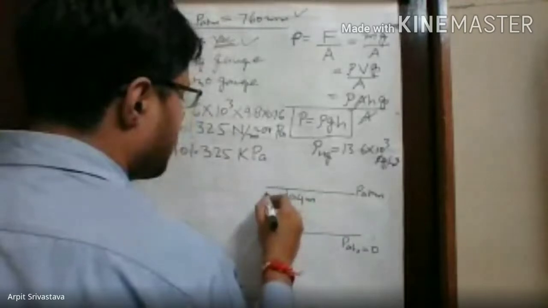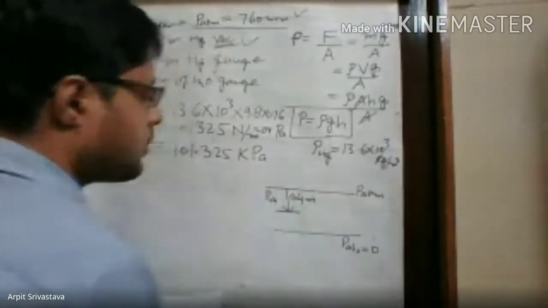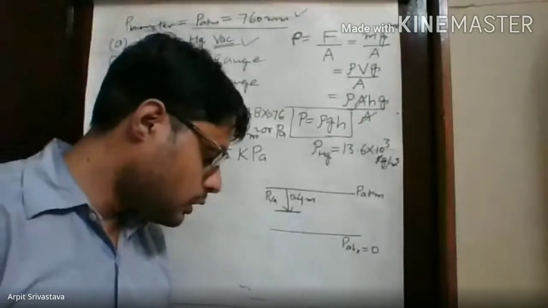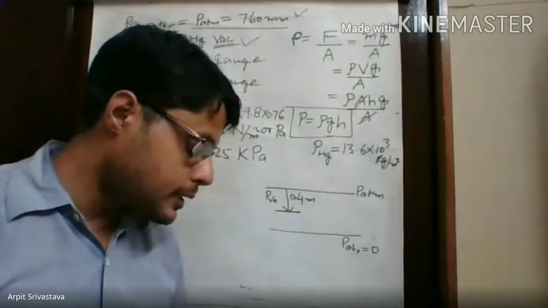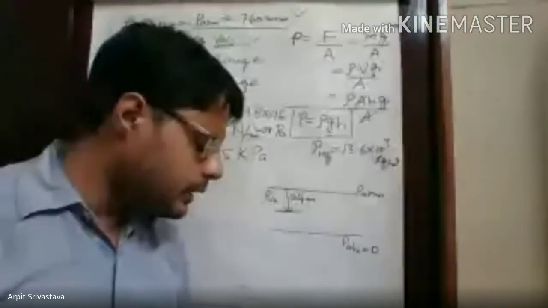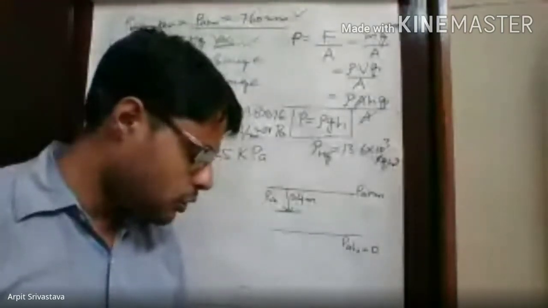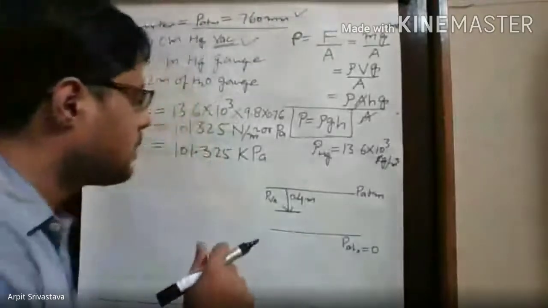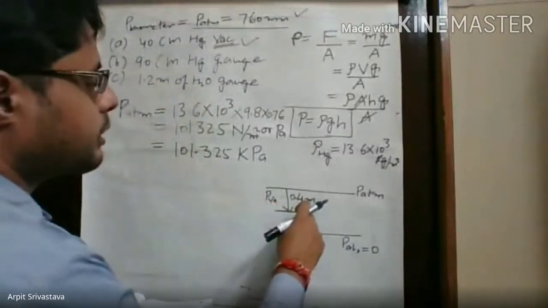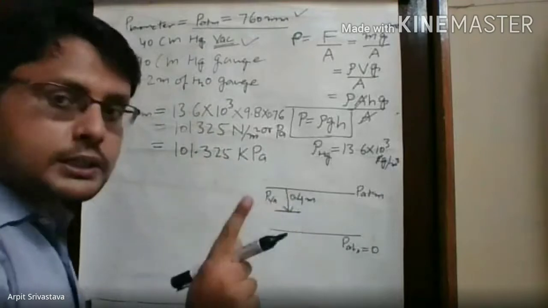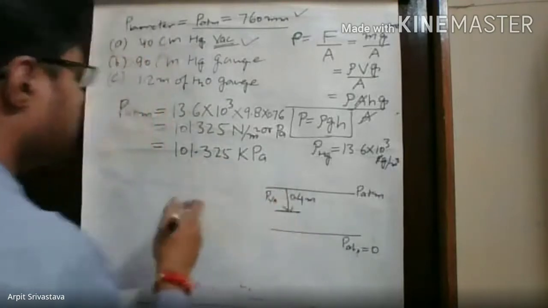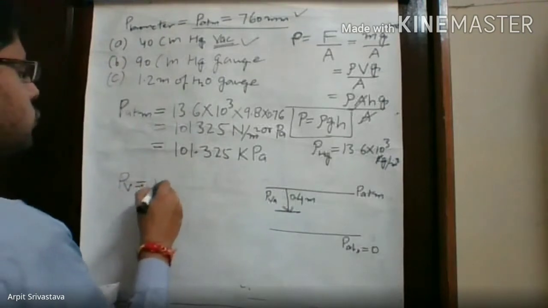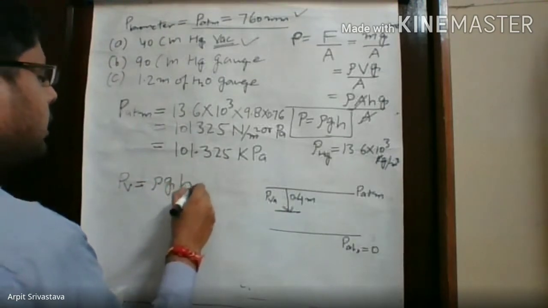Okay, this is the vacuum pressure line, the P vacuum, and we have to calculate this value. Convert the following degrees of pressure to kilopascal, assuming that the barometer reads 760 mm of Hg. We have to simply convert into kilopascal. So what is the expression? P vacuum is equal to rho g h.